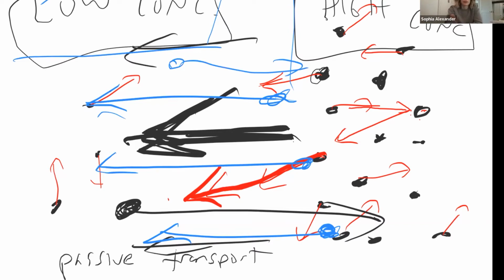Yeah, so just because we have a net movement this way doesn't mean that there aren't some that are actually moving in the opposite direction. It's just that at the end of the day, way more moved from high to low than low to high. So we'd say there's a net movement. In general, things moved from high to low.